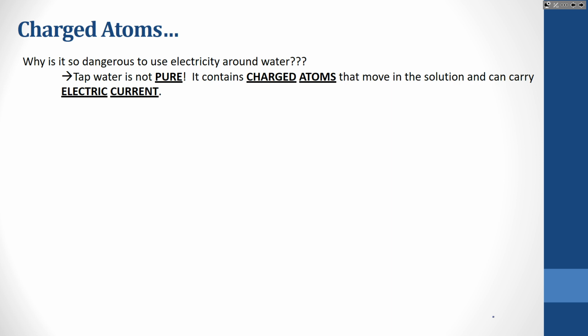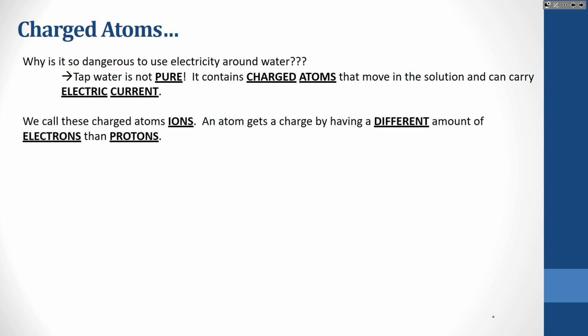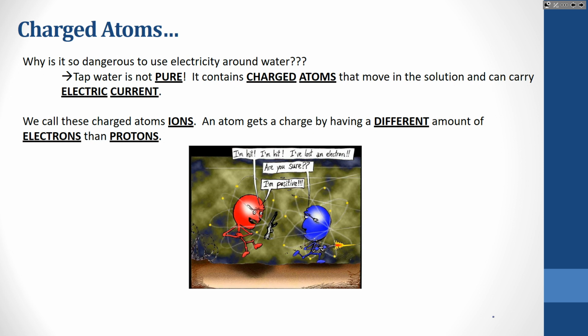And remember, current electricity is just moving charges. So if there's charges around, electricity can flow. We call those charged atoms ions. An atom gets a charge by having a different number of electrons than protons. In other words, it can gain electrons or lose electrons, like in the little cartoon here.